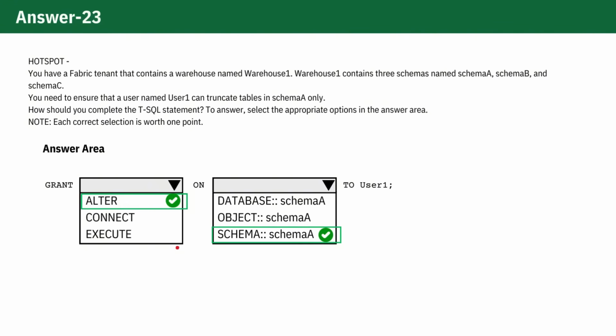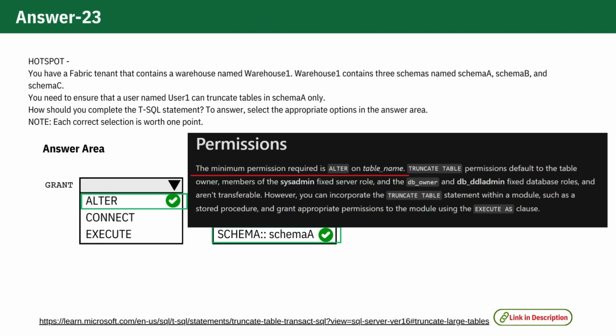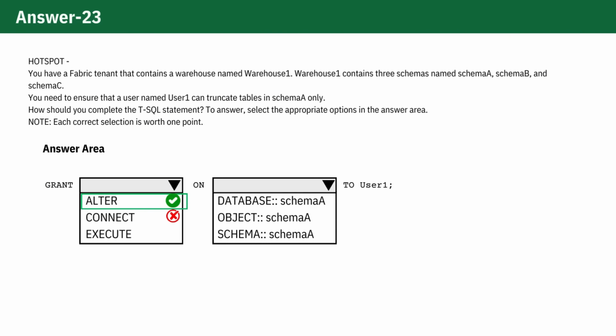The correct answer is grant alter on schema A to User1. Let's see why this is the correct answer. Grant alter permission. We need to grant the alter permission because it allows a user to perform data definition language, DDL operations, on objects within a schema. This includes creating, altering, or truncating tables. If you look at the Microsoft documentation, it says to truncate the minimum permission required is alter.